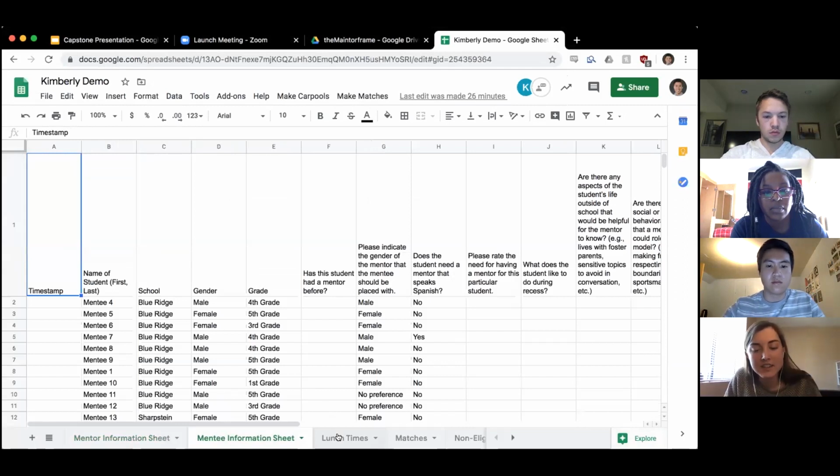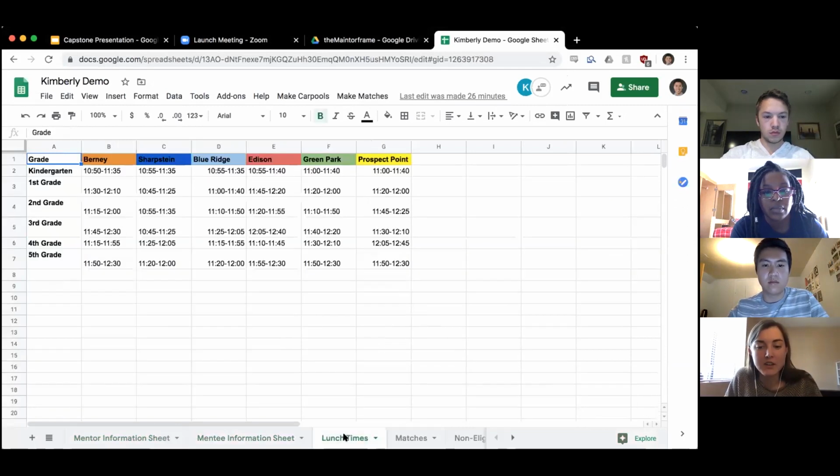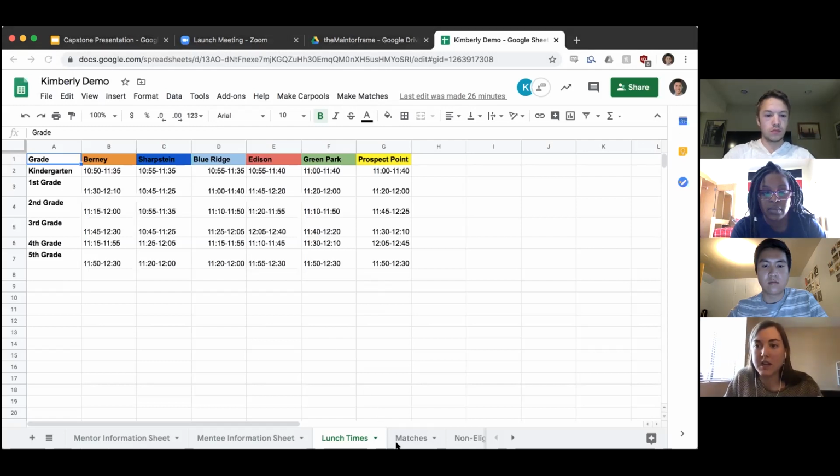The next tab has the lunch times. We thought it was really important to include this instead of writing it directly into our program, because each year those lunch times might change. We wrote our program so that the interns can just change the lunch times here, and then based on these lunch times and the grades that each of the mentees are in, the program will adjust what time each of the mentees is available. So this makes it changeable and usable year to year, which we thought was really important.